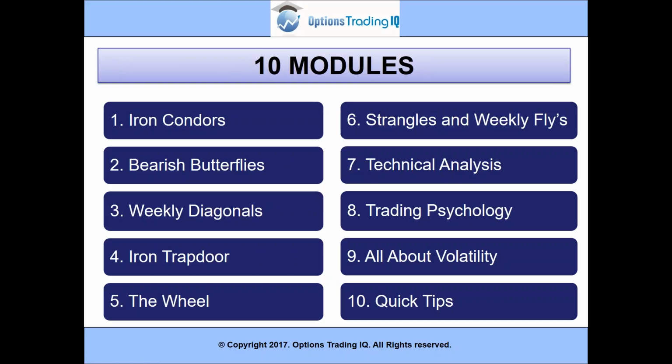So the 10 modules that we're going to go through, the first 6 are the core strategies that I talked about. We're going to go through those in a lot of detail, lots of examples, lots of case studies, okay? Iron condors, that's the fundamental building block of what we're trying to do, so that's the first one. We'll do bearish butterflies in much more detail. We'll do weekly diagonals, again, more detail, more examples, more case studies. Go through the trapdoor, one of my favorite trades over the last couple of years that's been doing really, really well. Less volatility than an iron condor.